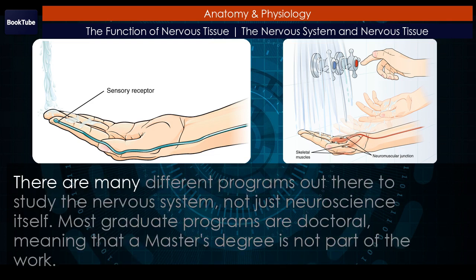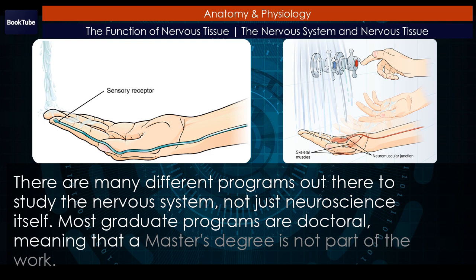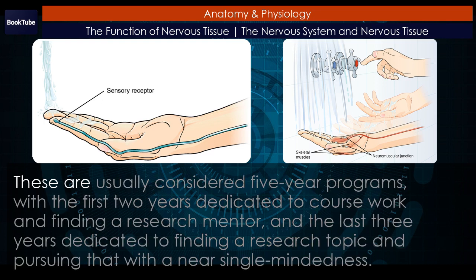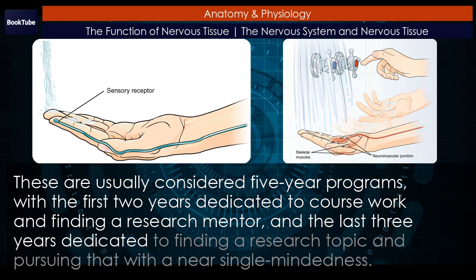There are many different programs out there to study the nervous system, not just neuroscience itself. Most graduate programs are doctoral, meaning that a master's degree is not part of the work. These are usually considered 5-year programs, with the first 2 years dedicated to coursework and finding a research mentor, and the last 3 years dedicated to finding a research topic and pursuing that with a near single-mindedness.